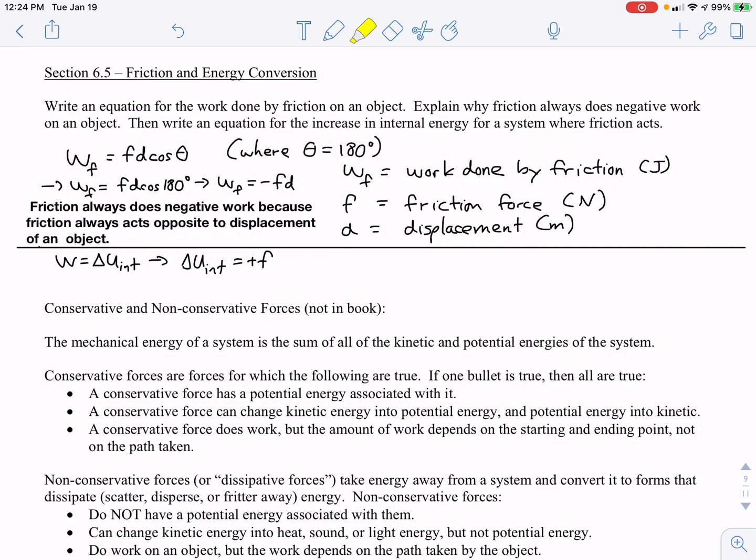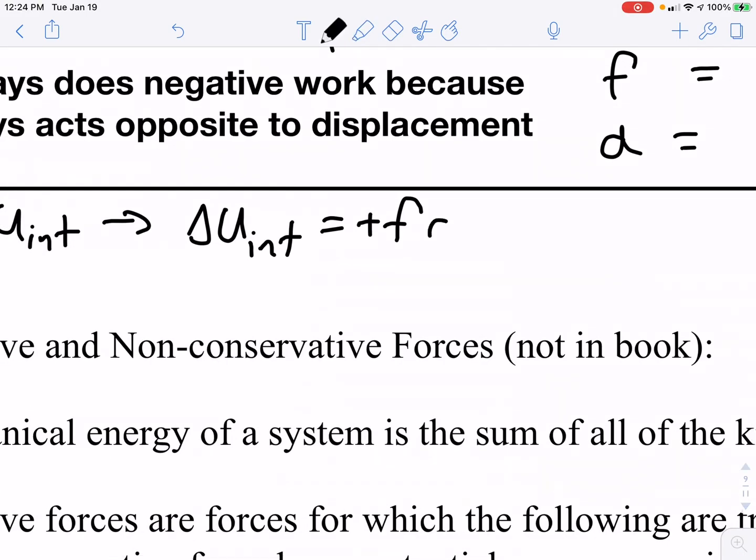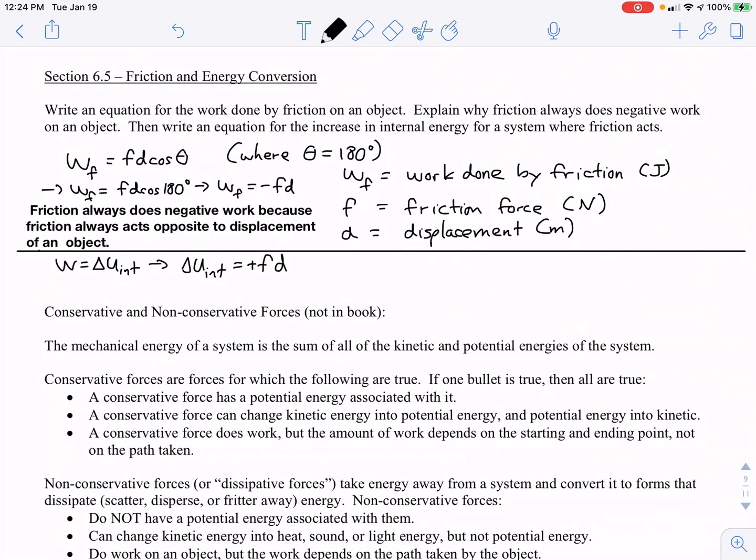Now, we can also relate this to the internal energy, and here's how. When friction occurs, objects heat up. If the object heats up, its internal energy is increasing. Therefore, the work done by friction directly relates to the change in internal energy, as we see here. So the friction force times the distance will help us get the change, or the increase, in internal energy.